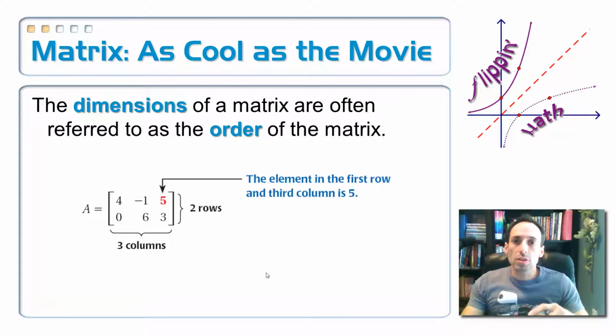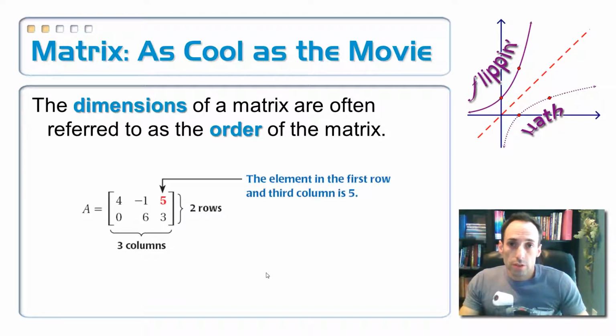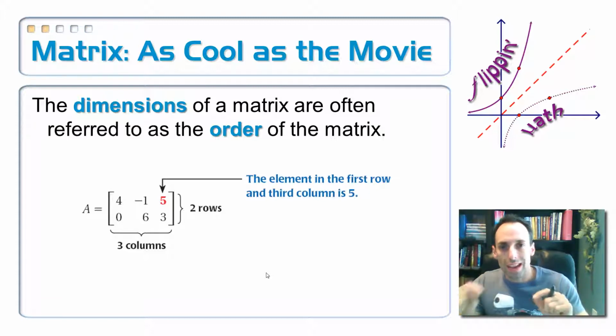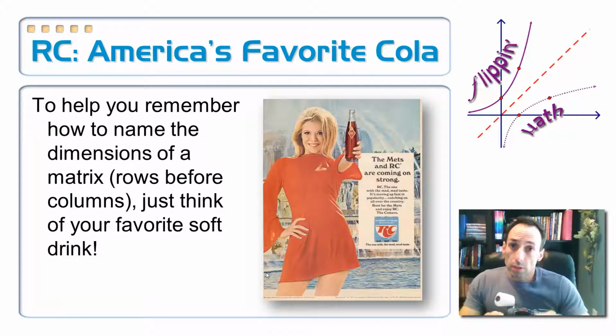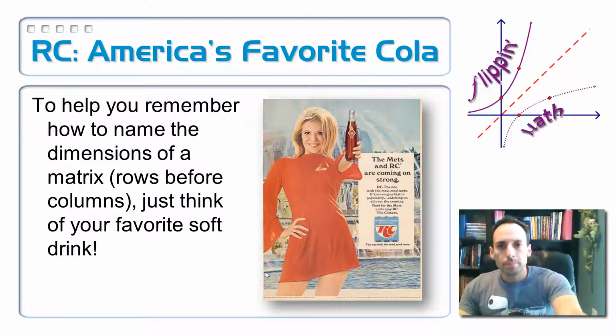Anyway, so the dimensions, what we just said, that 2 by 3 is often called the order of the matrix rather than the dimensions, means the same thing. So those two things are synonyms, dimensions and order. Okay, and to help you remember how to name a matrix, because it's going to be very important for you to name the dimensions, the order, in the correct order, just think of your favorite soft drink. America's favorite soft drink is RC Cola, Royal Crown Cola. Just look at that advertisement. She is really into RC Cola, just as you should be. RC, rows times columns. Now, I don't think that you'll ever forget it. RC Cola. Kind of makes you a bit thirsty.